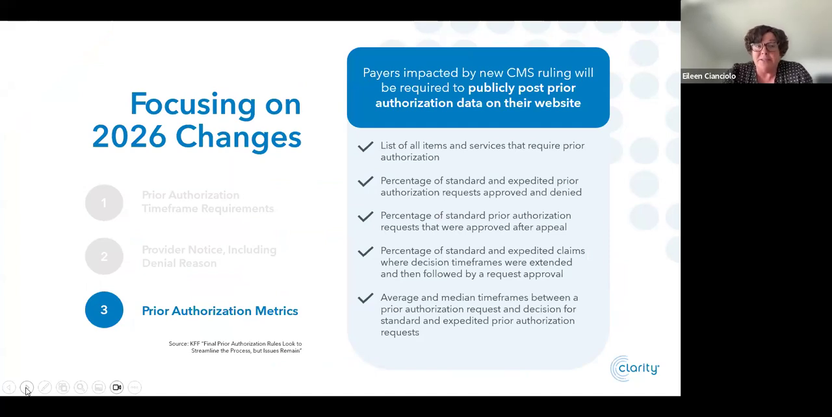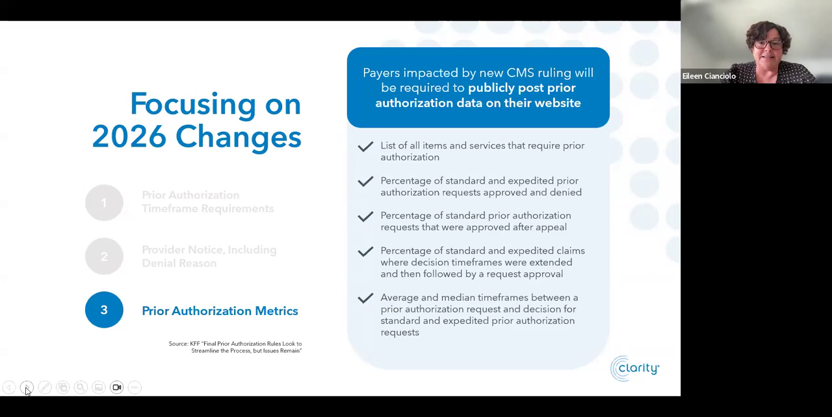Payers impacted by the new CMS ruling, everyone I walked through earlier, are going to be required to publicly post prior authorization data on your website so that members can look and see all of the different items and services that require prior authorization.